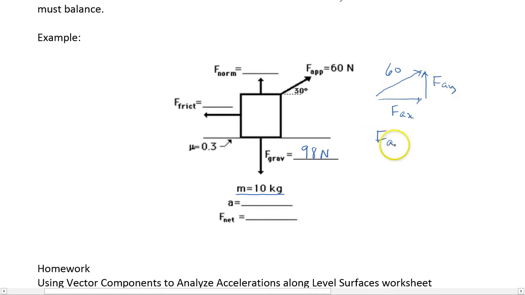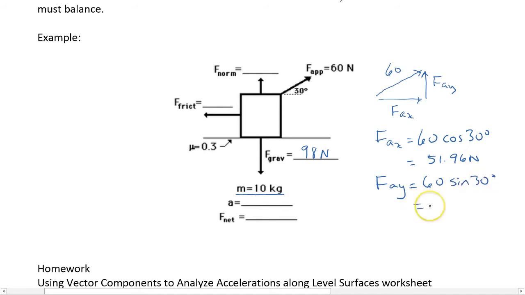FAX will be equal to 60 multiplied by the cos of 30 degrees, which is equal to, I think, 51.96. And the FAY will be 60 multiplied by the sine of 30 degrees. Again, the sine of 30 is the nice half, so 60 times a half is equal to 30 newtons.